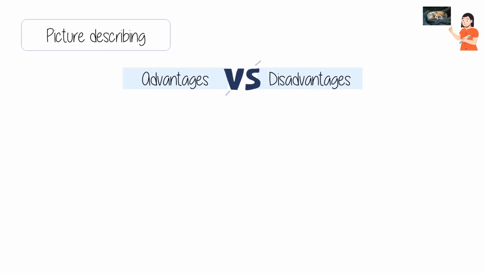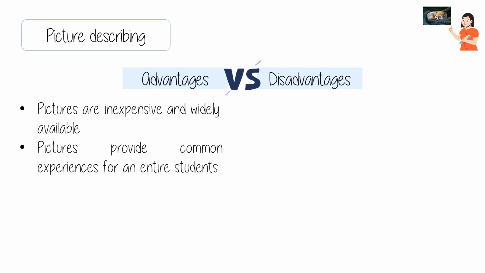The next is the advantages and disadvantages of picture describing. The first advantage is that pictures are inexpensive and widely available. In the modern era, it is not hard to find a picture because we have Wi-Fi or data connections around Indonesia, and it's easy for us to download a picture from the internet. The second is that pictures provide common experiences for the entire class.